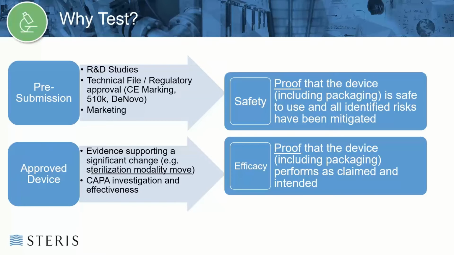The primary place where distribution testing comes in is for your regulatory filings. You're going to submit your reports along with all the other data that you have when you file for your device approval. On an approved device, you may also need to do some testing there. If you make a significant change, for example, changing the sterilization modality, or perhaps changing the packaging design, you may need to circle back and redo some testing. And it's also useful for CAPA investigations. If you've had some issues, you may need to do some testing to show that your risks can be mitigated and fixed for that issue.